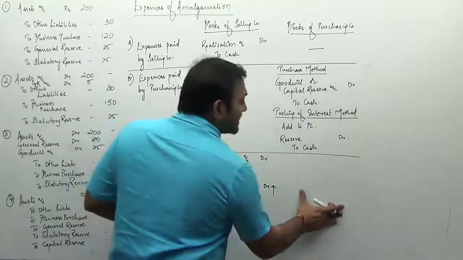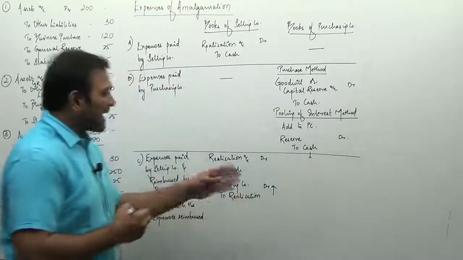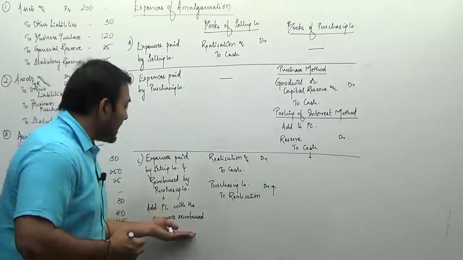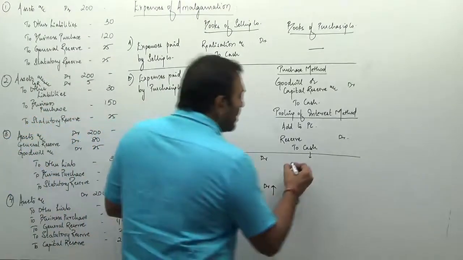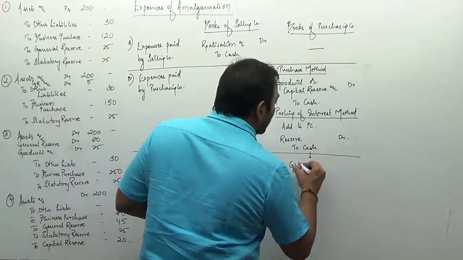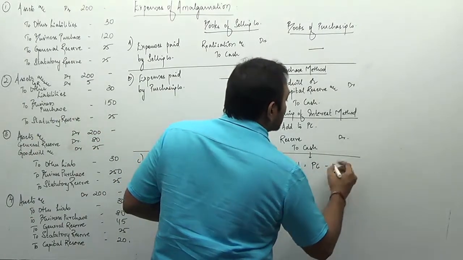Then come to your purchasing company books. Purchasing company books, same treatment applies. Because if I'm adding it to the PC, PC increases. When PC increases, what happens to goodwill? How do you get goodwill? Goodwill is equal to purchase consideration minus net assets taken over.